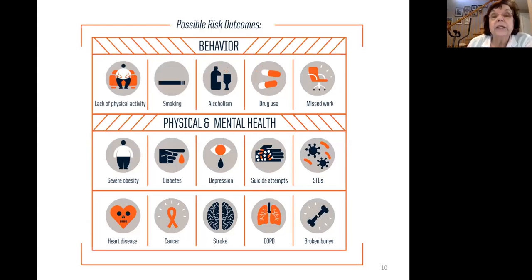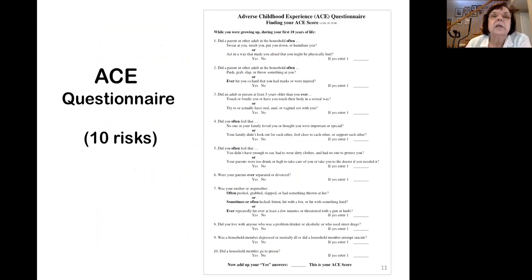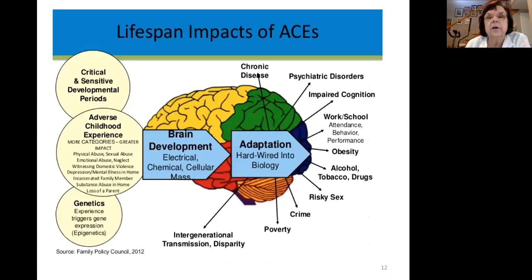Now, the possible risks of outcomes include lack of physical activity, smoking, alcoholism, drug use, missed work, and associations with physical and mental health of severe obesity, diabetes, depression, suicide, STDs, heart disease, cancer, stroke, COPD, and broken bones. All of those have been associated with these ACEs. So this is the actual questionnaire and the 10 questions, and you add it up and you get a score. So you can look at the PDF of this lecture and you can see all these.